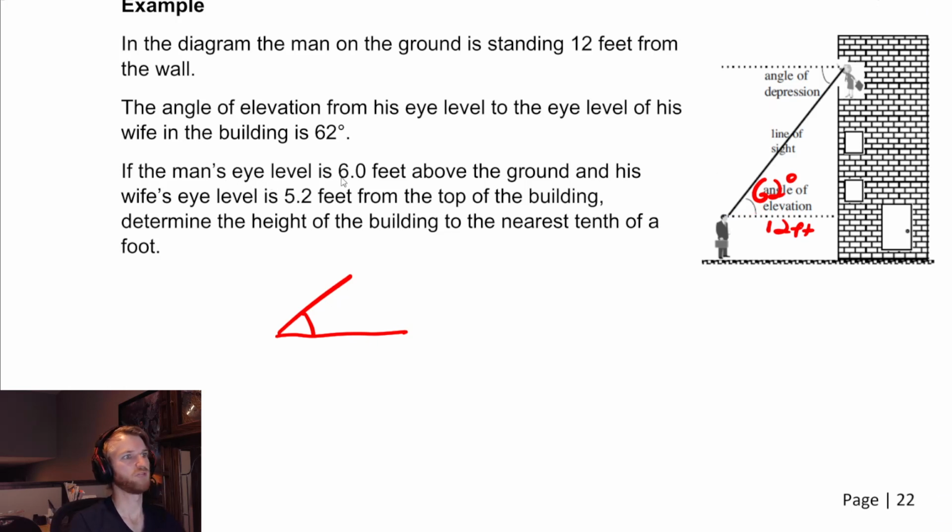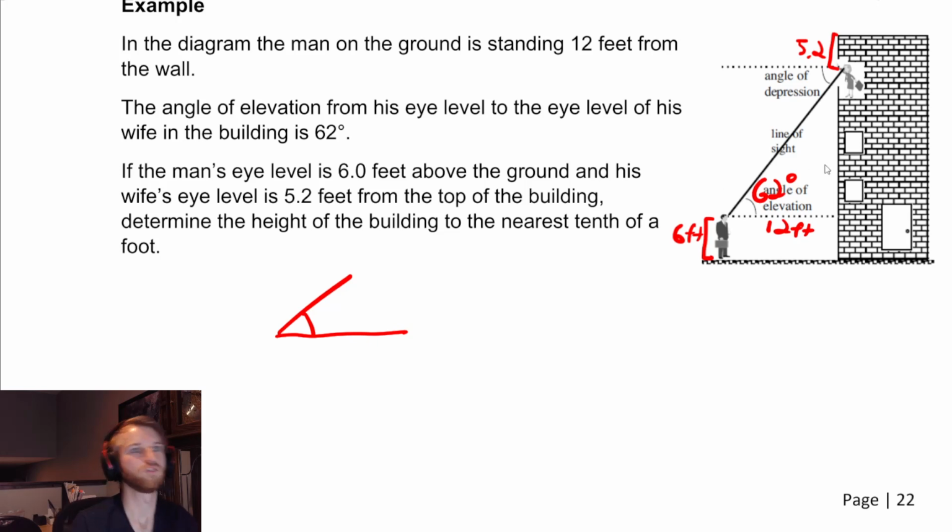If the man's eye level is 6 feet above the ground, this is why I'm writing things down as I go. His eye level is 6 feet above the ground. So this distance from his eyes to here is 6 feet. And his wife's eye level is 5.2 feet from the top of the building. So from the top of the building to here is 5.2 feet. Determine the height of the building to the nearest tenth of a foot.